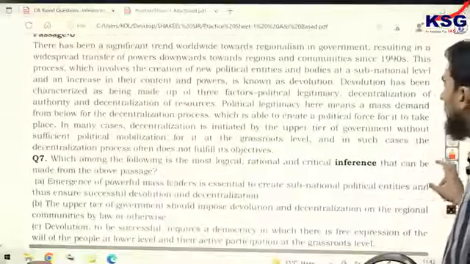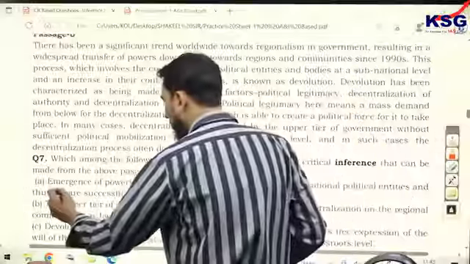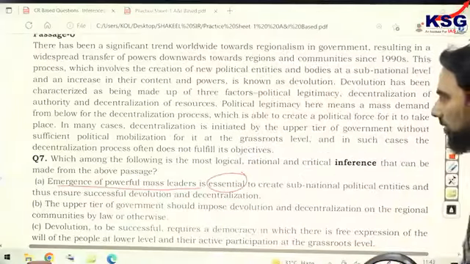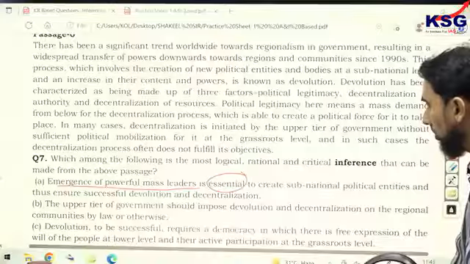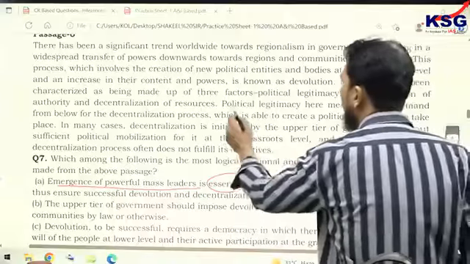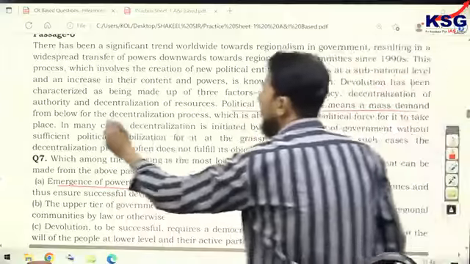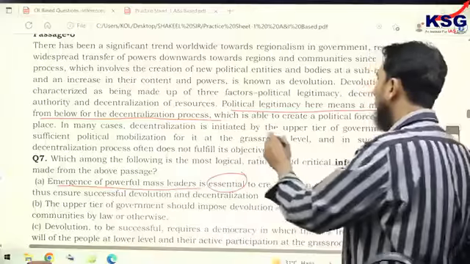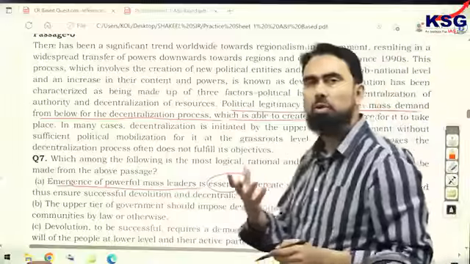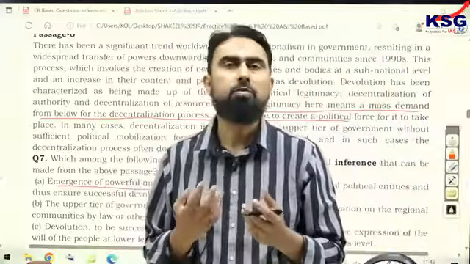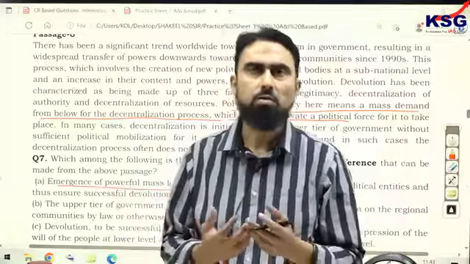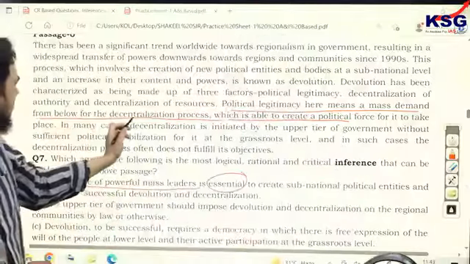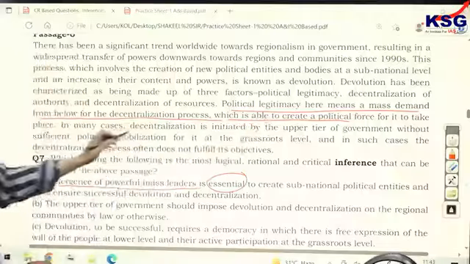Option A is wrong, Anish, because it says emergence of powerful mass leaders is essential to create subnational political entities and thus ensure successful devolution and decentralization. Whereas in the passage it is only given that political legitimacy here means a mass demand from below for the decentralization process, which is able to create a political force. So mass demand from below means the demand from the public, from the masses, for decentralization.